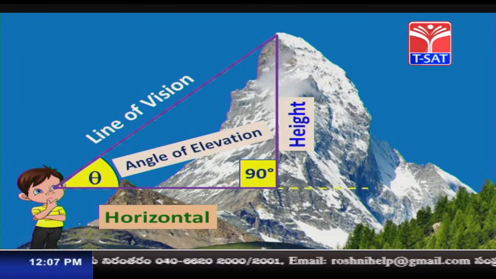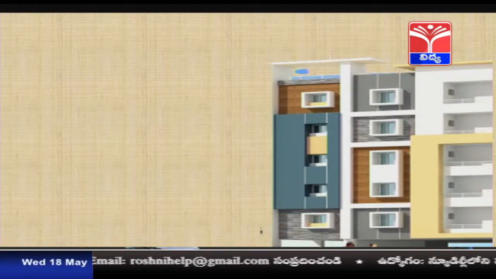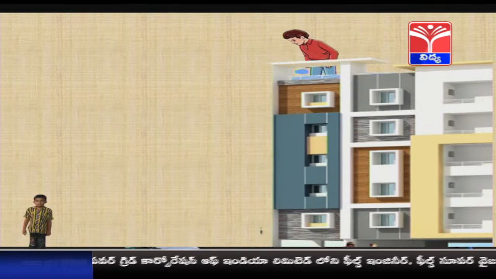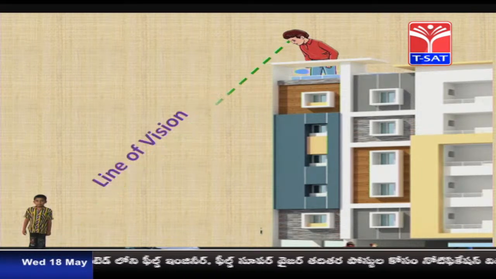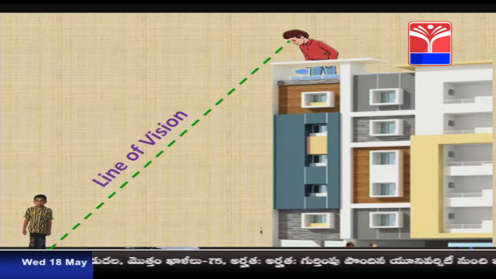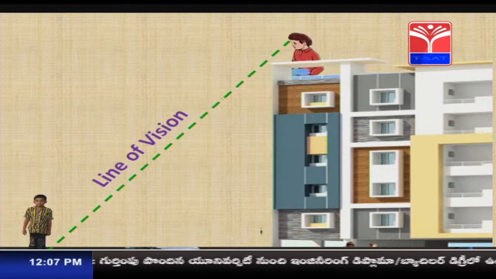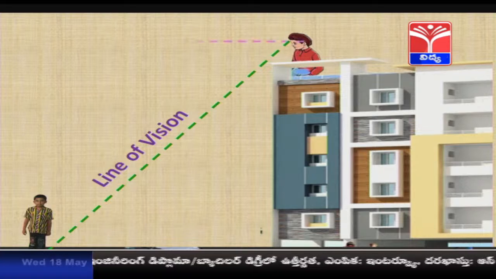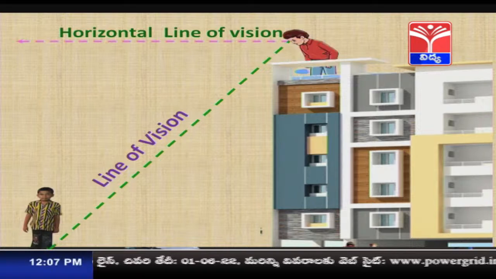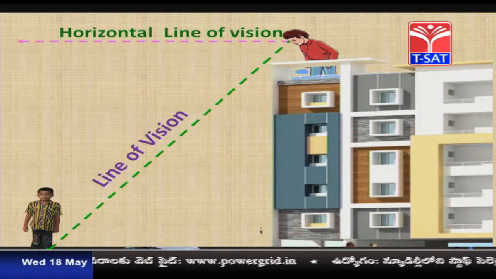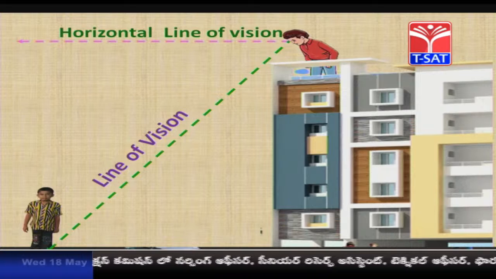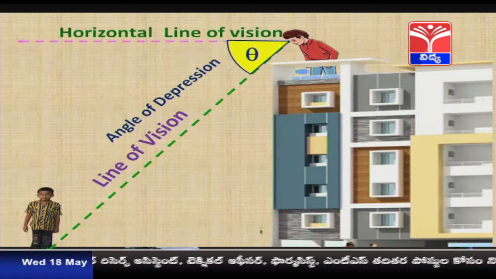Are you clear, children? Now, let us think, there is a building, and a person standing on this building is trying to watch a person who is on the ground. We neglect the height of the person. This is called the line of vision. But if the same person standing on the building is watching straight, then the line of vision is like this. This is called the horizontal line of vision, or simply the horizontal line. Now, what do you call the angle between this horizontal line of vision and the actual line of vision when he is watching the child down? This is called the angle of depression.